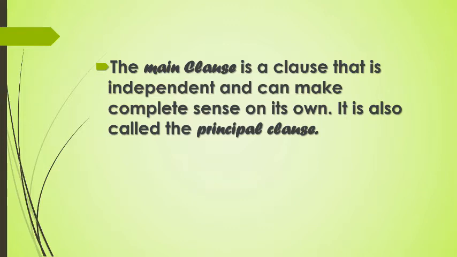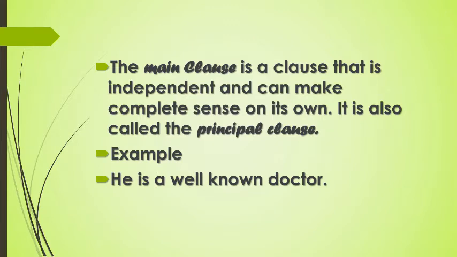The main clause is a clause that is independent and can make complete sense on its own. It is also called the principal clause. For example, he is a well-known doctor. This sentence has a subject, he, and a predicate, is a well-known doctor.